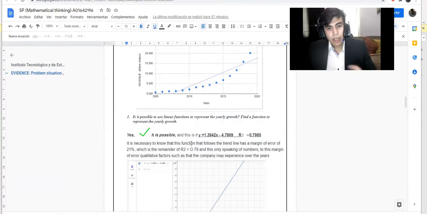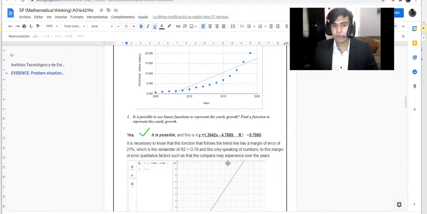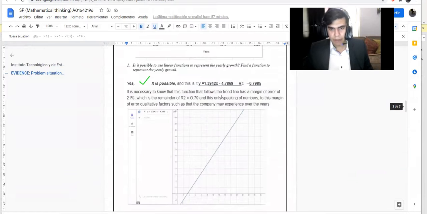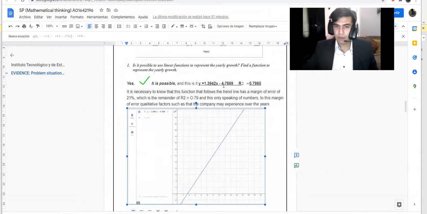And its coefficient is 0.7985. It is necessary to know that this function that follows the trend line has a margin of error of 29%. And this is because the coefficient is 0.79. If the coefficient is nearer to 1, it is better because we have a lesser margin of error. We have another graphic of this function, but this one on GeoGebra.